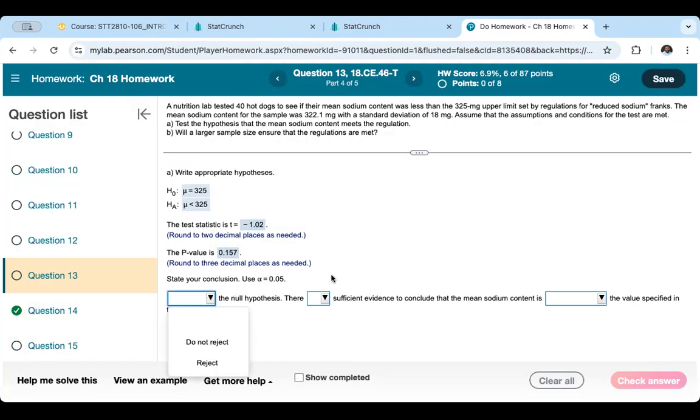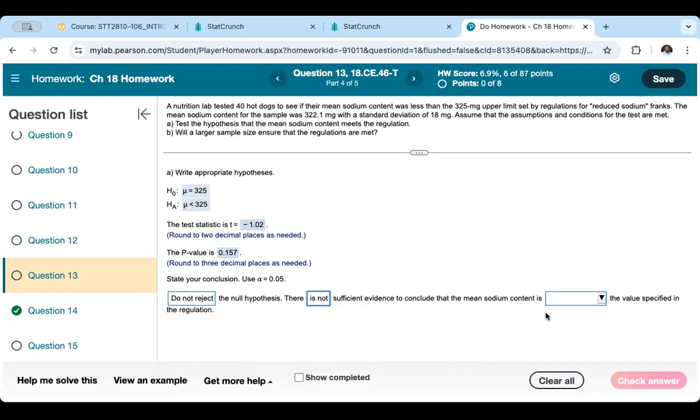Now, what is our conclusion? Is the p-value large or small? So do we reject or do we not reject? We do not reject, right? Now, is there sufficient evidence or is there not? So since you do not reject, it means there is not. Is that okay?